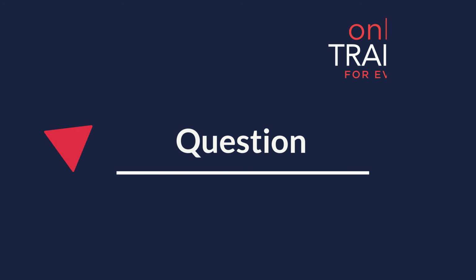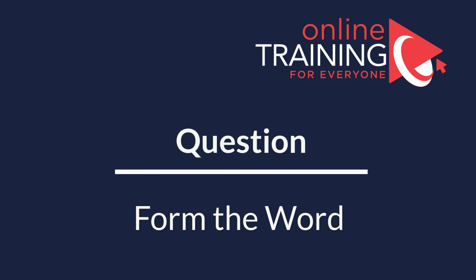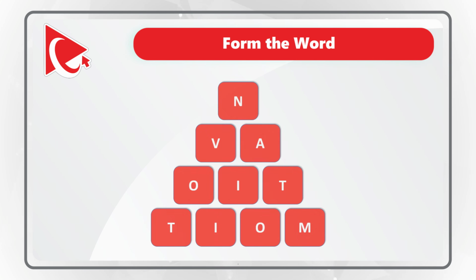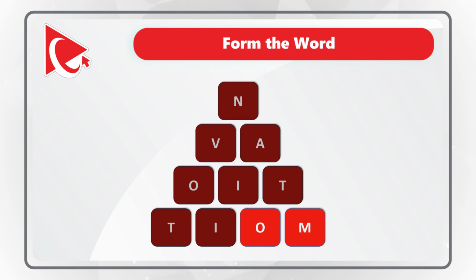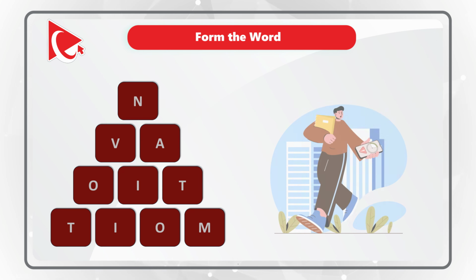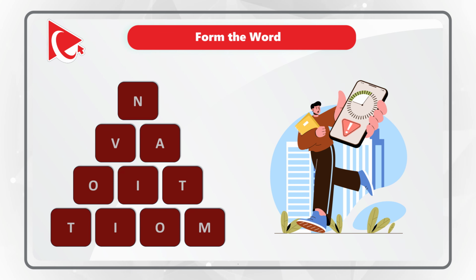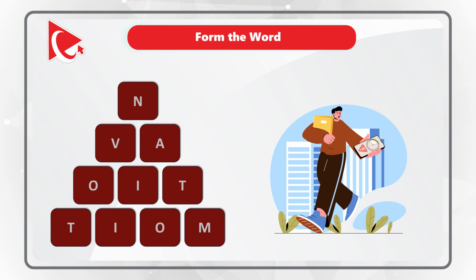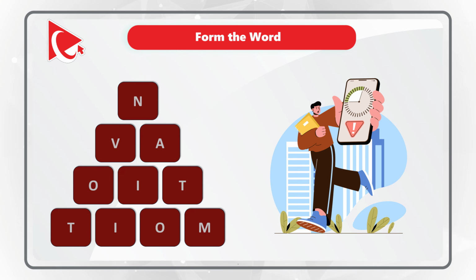One of the very hard challenges is forming the words using certain number of letters of the English alphabet. In this question, you're presented with 10 letters, and you need to form the word using all the letters only once. The letters are N, V, A, O, I, T, and T, I, O, M. Do you see the word here? Give yourself a little bit of time, maybe 20 to 30 seconds. Hopefully you solved it, because I am moving forward and revealing the solution.